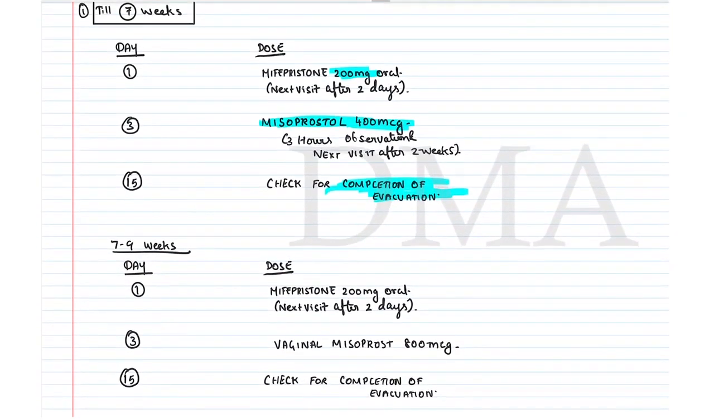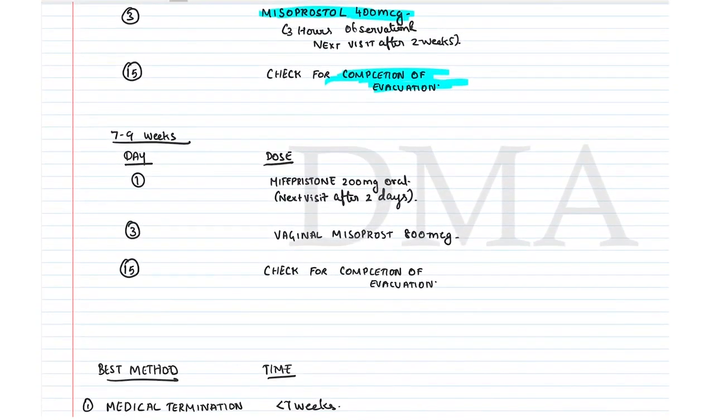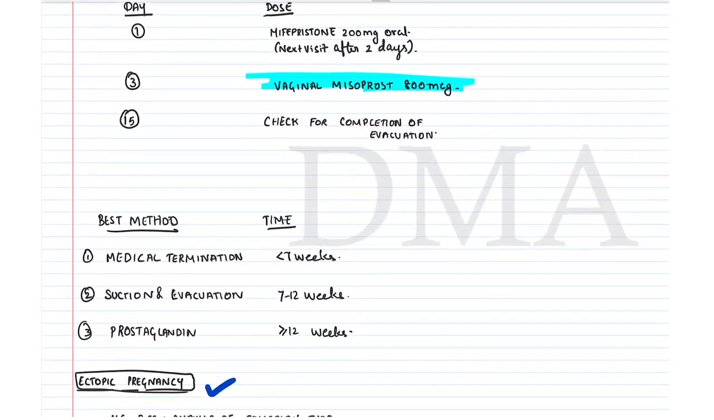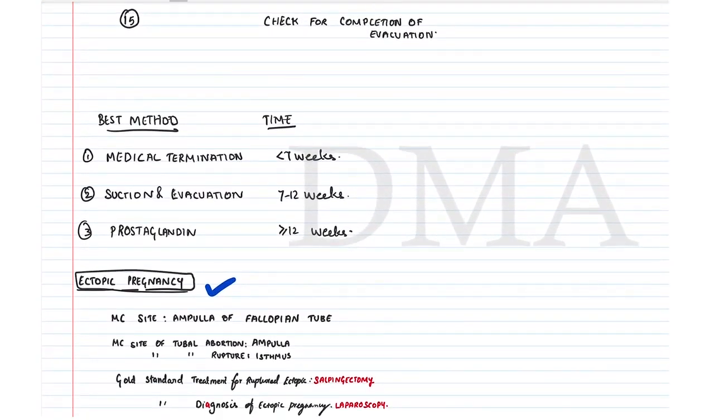Okay. But if the abortion is happening between 7 to 9 weeks, then day 1 and day 15 are similar, but day 3 will be different, because on day 3 you have to give vaginal misoprostol 800 mcg, vaginal misoprostol of 800 mcg.